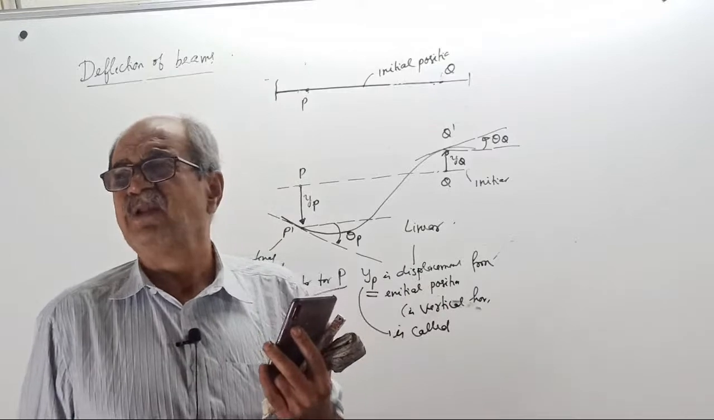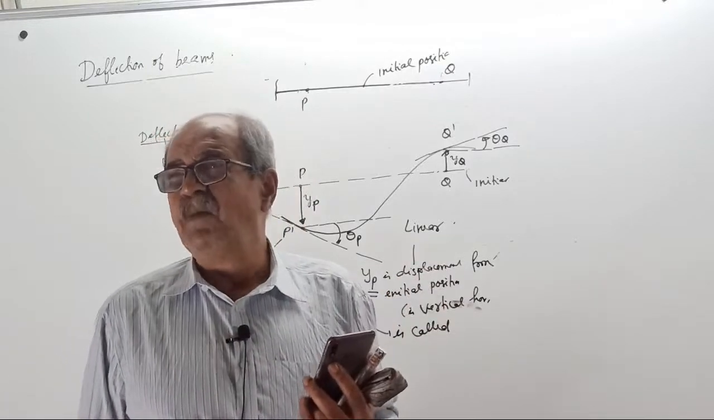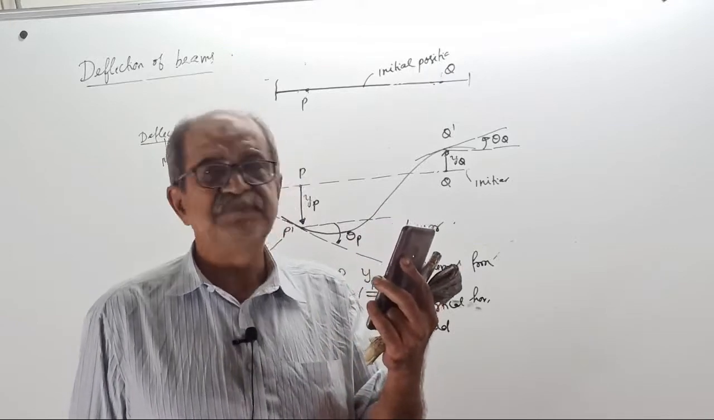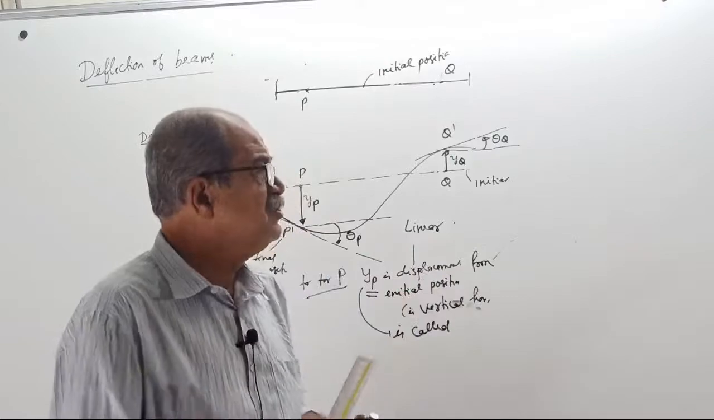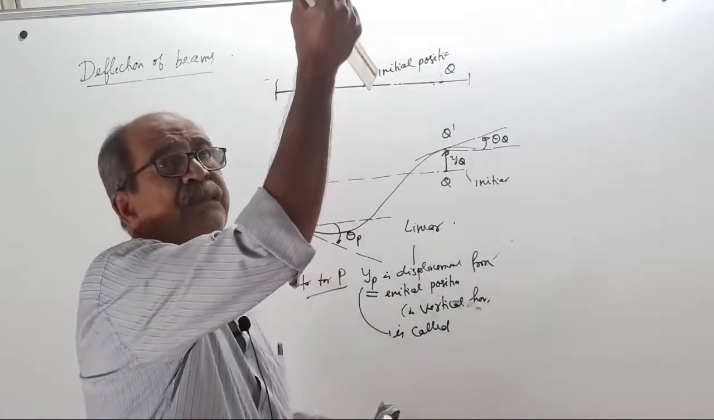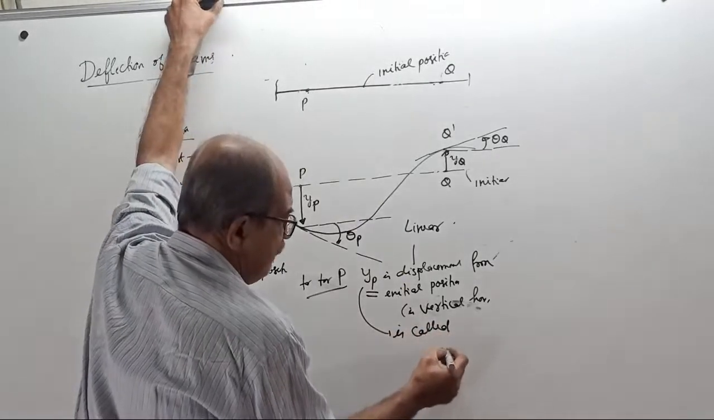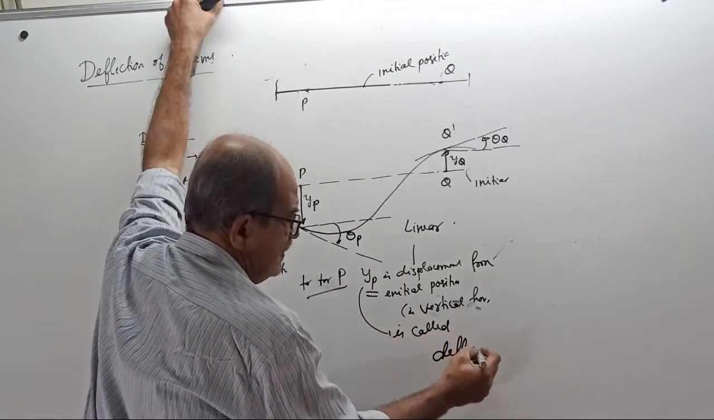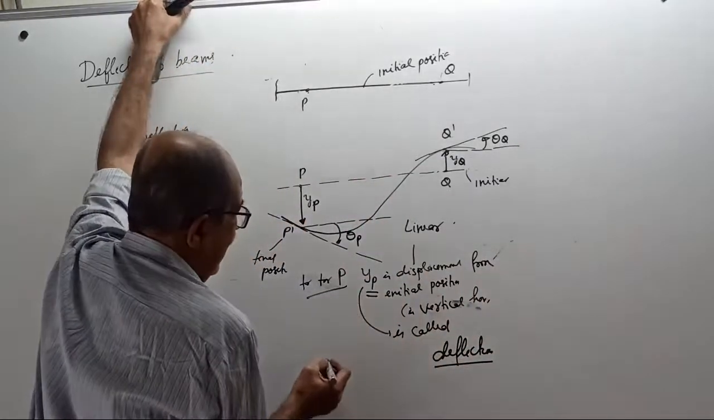Delta is the symbol. Again, the popular name. Nobody calls it vertical displacement or delta like that. What is the popular name? It is called deflection. See, deflection means linear displacement, called deflection.